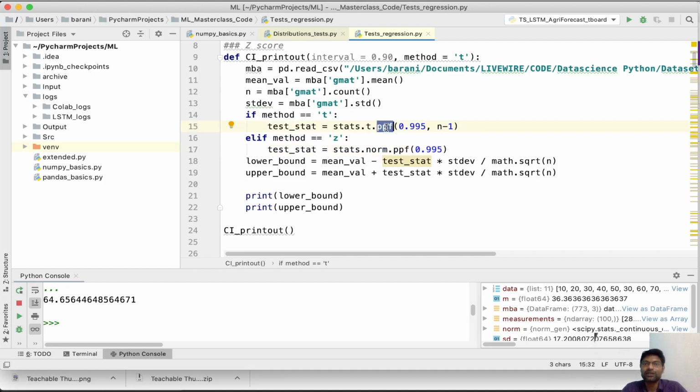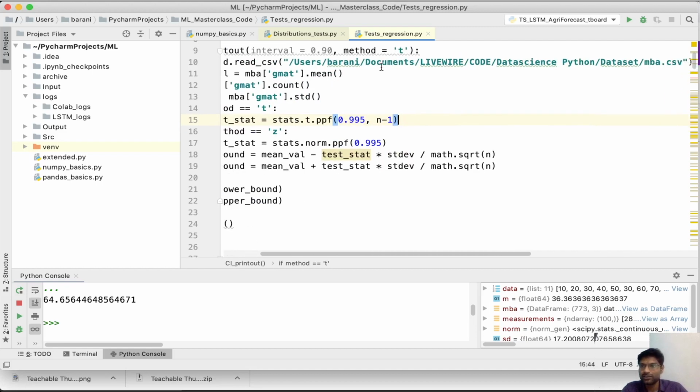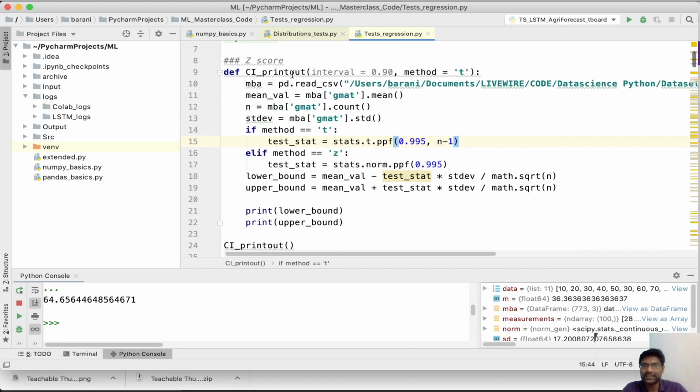Using this also I can calculate the PPF value, the percent point function. So in this case, say I want to calculate PPF. From the beginning we will start analyzing the code. First I am reading the input data mba.csv and calculating the mean value.